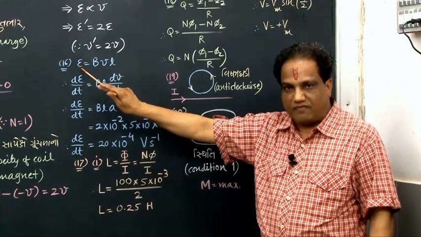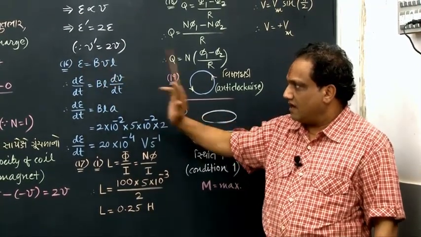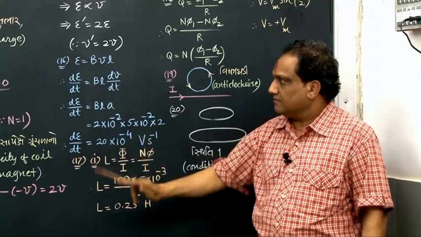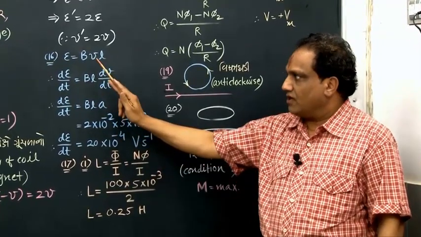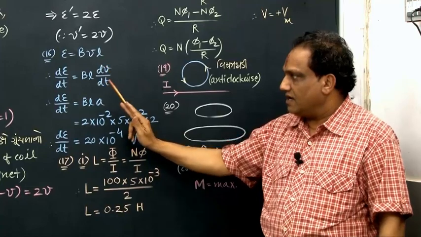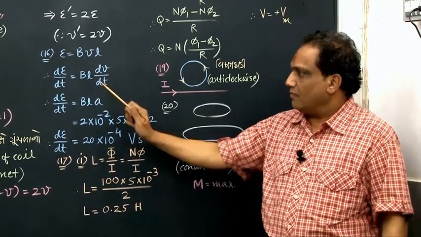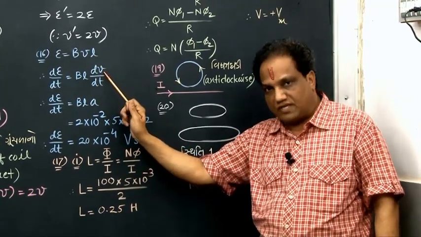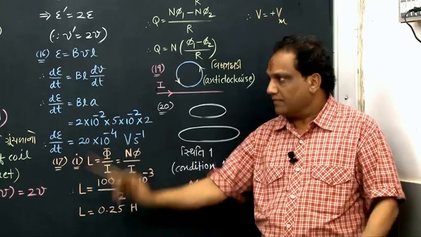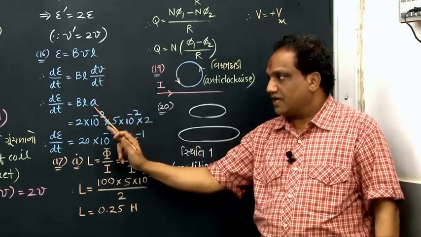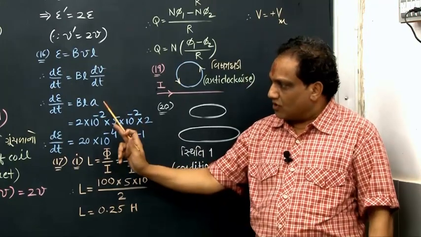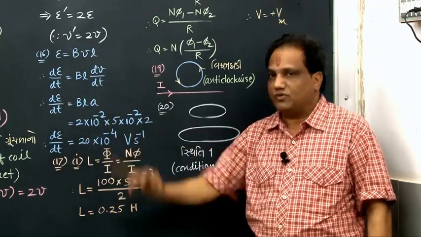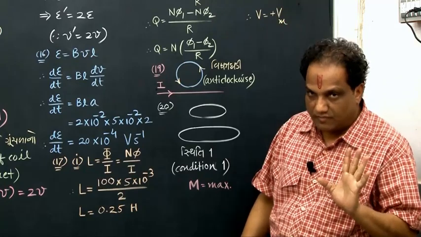Magnitude of induced EMF is given by the formula E equals BVL. Just take d by dt on both sides. So here it is dE by dt; B and L are constants. When you take d by dt here, it is dV by dt, correct? Now B into L as it is, but what is this dV by dt? Time rate of increase of velocity, because here they have given acceleration. Now this dV by dt can be replaced by acceleration. Because this acceleration is positive, this will give you the time rate of increase of induced EMF.